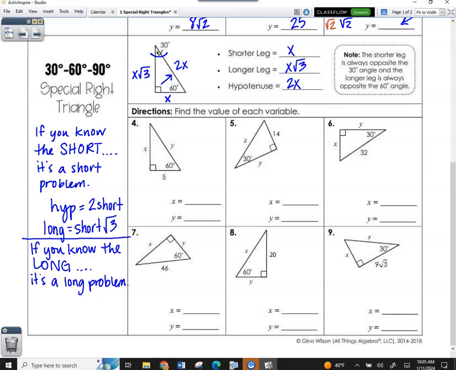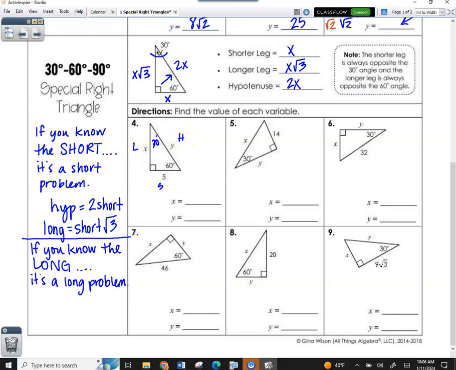Okay, I've said all of that, and it probably confused you, but now let's actually practice it, and you'll see it in play. So look at the question and ask yourself, what do I actually know: long, short, or hypotenuse? Remember, the short is opposite of the 30. So this is the 30 right here. So this would be the short. This is the long. We'll do capital L. And then this is the hypotenuse.